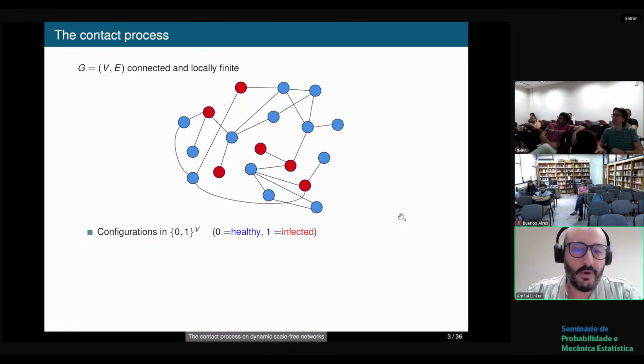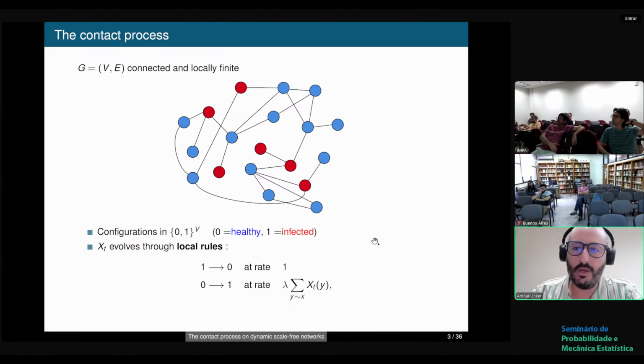The dynamic of this process is the following. We give some local rules. Each vertex that is infected, so each one of these red vertices, will become healthy at rate 1. And each vertex that is healthy will become infected at a rate proportional to the number of infected neighbors. So for instance, this one is infected at rate lambda. This one is infected at rate 2 lambda because it has 2 infected neighbors. This one has 2 infected neighbors, so 2 lambda. Here it is infected at just rate lambda. And this one has no infected neighbors, so it's infected at rate 0 times lambda.